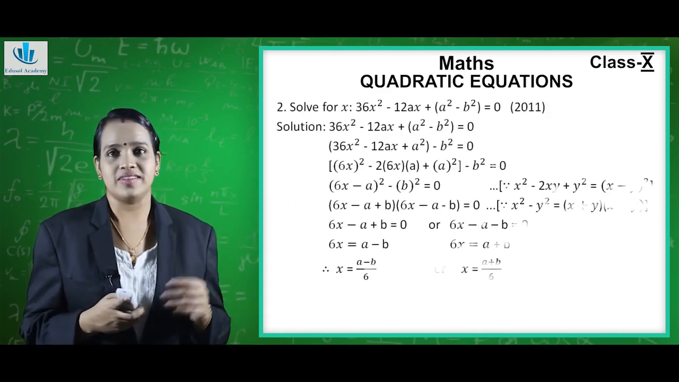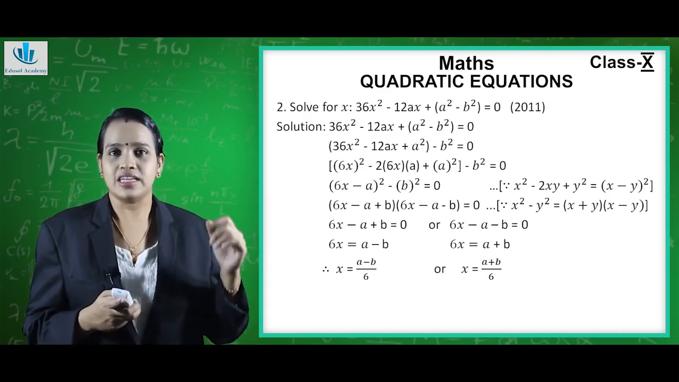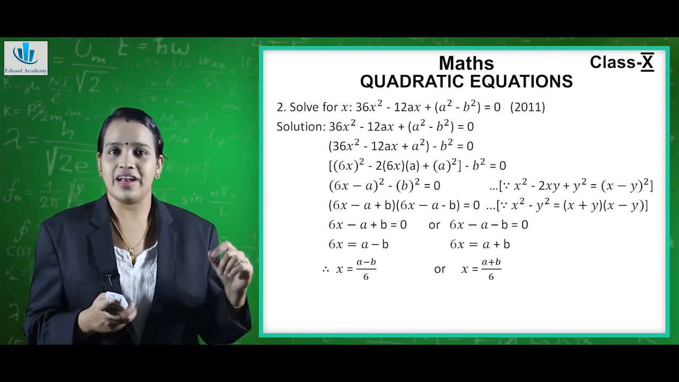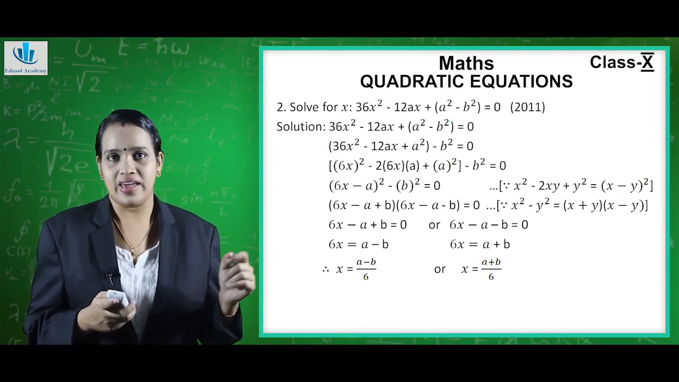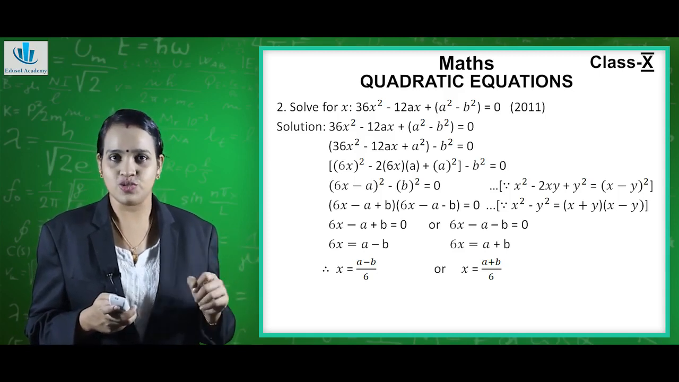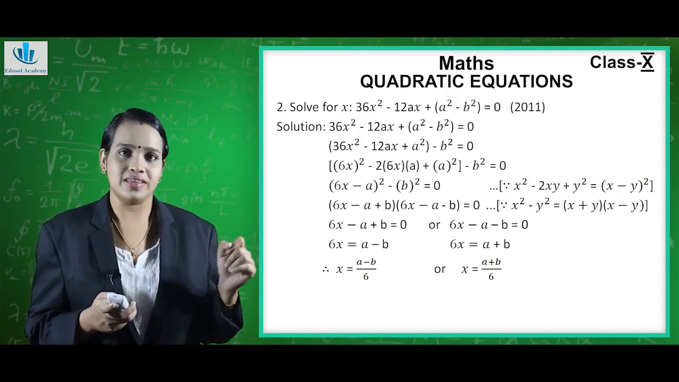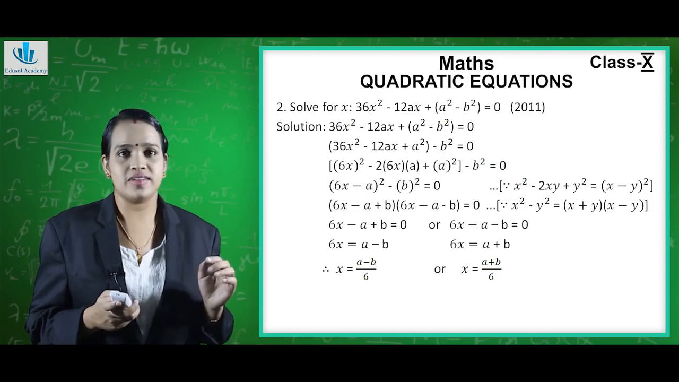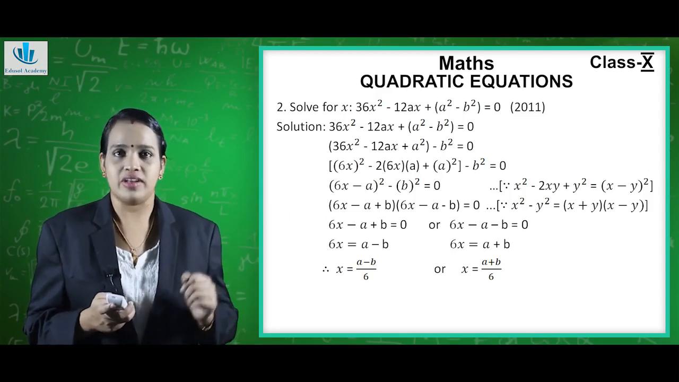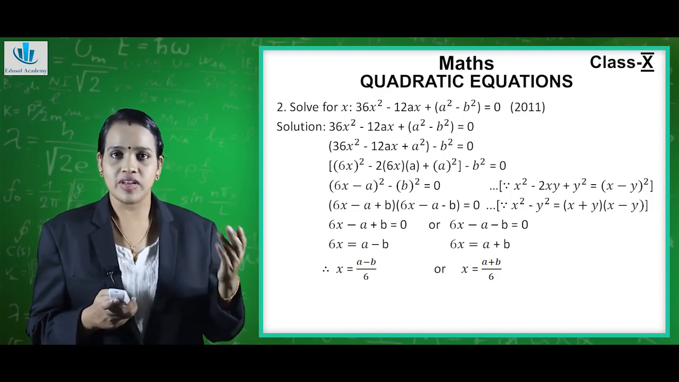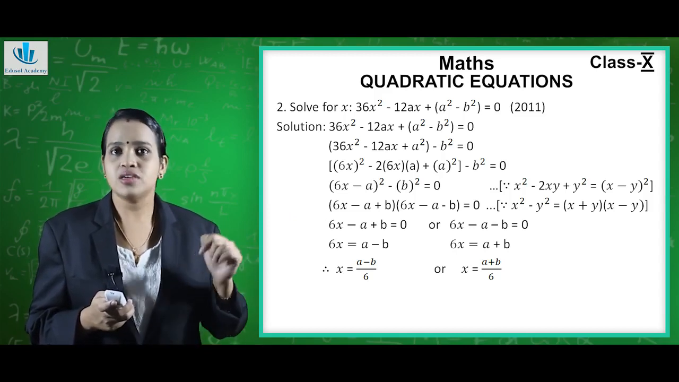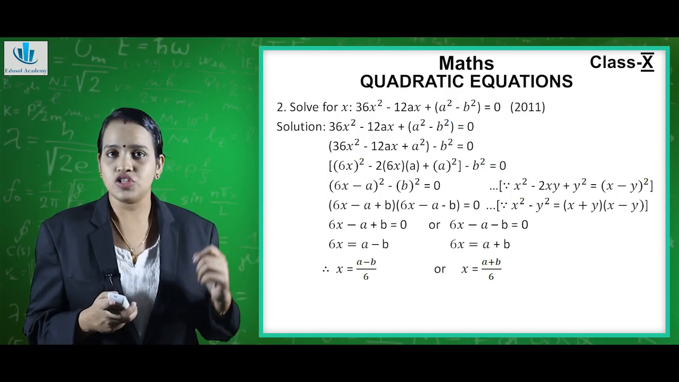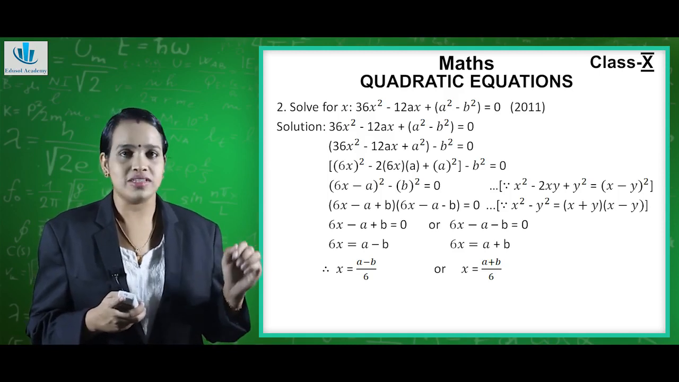Our next question is, solve for x, that is, we have to find the value of x here. Our equation is 36x² − 12ax + a² − b² = 0. This question has appeared in the year 2011. We will write the equation again here: 36x² − 12ax + a² − b² = 0.